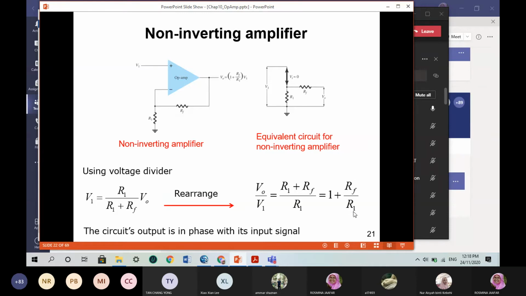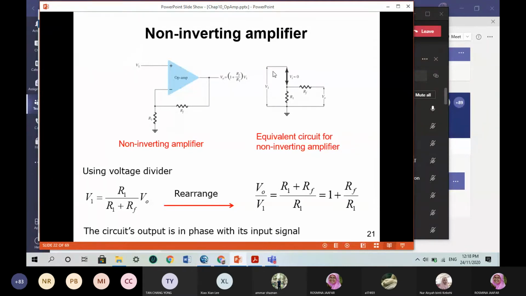Because RF over R1 is normally a huge number, the 1 does not affect it very much. For example, if you have a gain of 100, 100 plus 1 is 101. There is not much difference between an inverting gain of 100 and a non-inverting gain of 101. Okay, so the addition of 1 is not making a big difference.